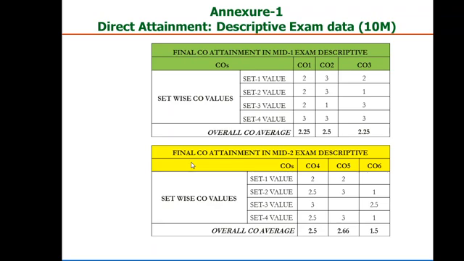Then overall, here you can see the first three COs, CO1, 2, 3, are mapped with mid 1, and the last three COs, 4, 5, 6, are mapped with mid 2. Then CO4 average value 2.5, CO5 2.66, CO6 1.5. By using these values in the descriptive exam, we can calculate the direct attainment of CO.